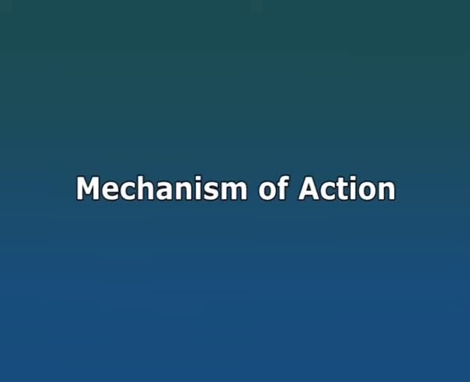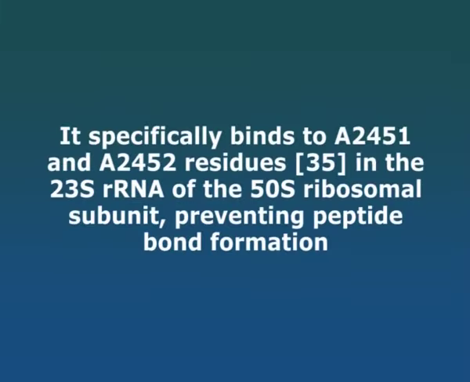Now let's study the mechanism of action. Chloramphenicol is bacteriostatic by inhibiting protein synthesis. It prevents protein chain elongation by inhibiting the peptidyl transferase activity of the bacterial ribosome. It specifically binds A2452 residues in the 23S ribosomal RNA of the 50S ribosomal subunit, preventing peptide bond formation.